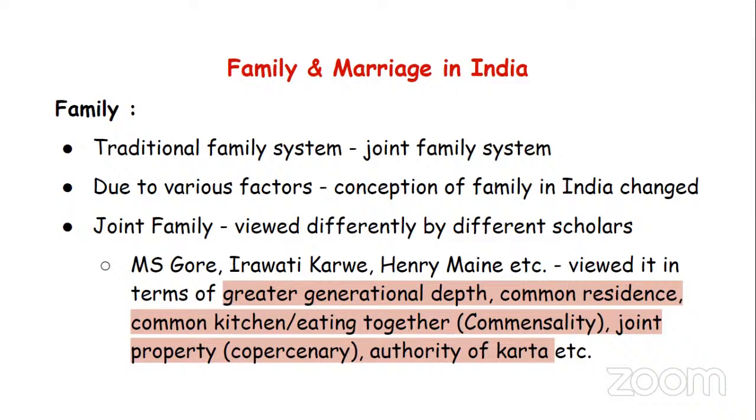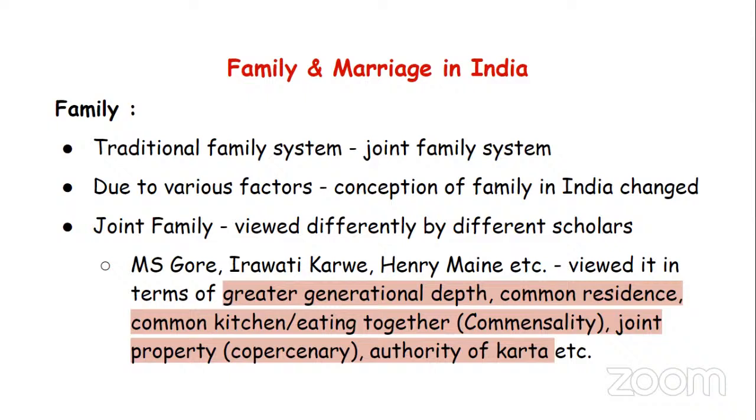When we consider our traditional joint family system, different scholars studied it using different perspectives. Scholars like M.S. Gore, Henry Maine, and others viewed the joint family in terms of greater generational depth, common residence, common kitchen or eating together, which is also called commensality, then joint property and authority of the karta. Some scholars studied the joint family in terms of all these concepts.